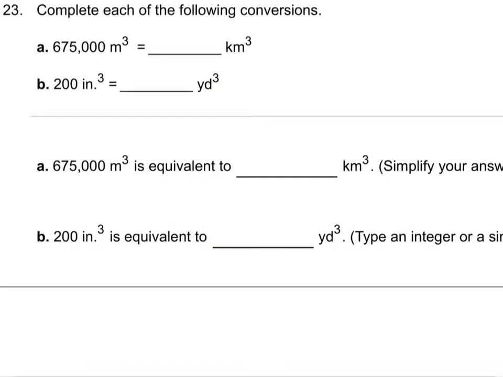Okay. Number 23. Changing gears here. Complete each of the following conversions. So we're back to conversions. Now it's 3-dimensional. Notice we've done 1-dimensional conversions, 2-dimensional conversions, and now 3-dimensional, third power conversions here. So how do we do that? Well, first off, the metric system.